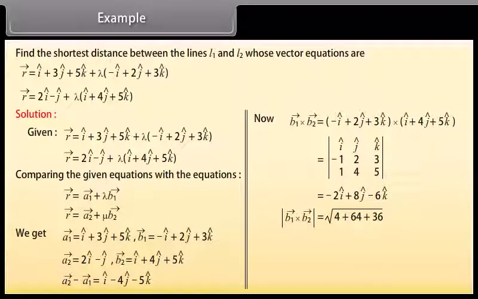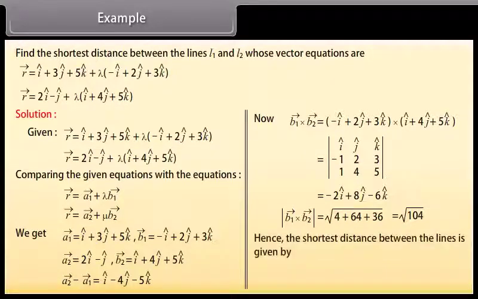Modulus of cross product of vector B1 and vector B2 equals square root of 4 plus 64 plus 36, equals square root of 104. Hence, the shortest distance between the lines is given by modulus of (minus 2 minus 32 plus 30) by square root of 104, equals 4 by square root of 104.